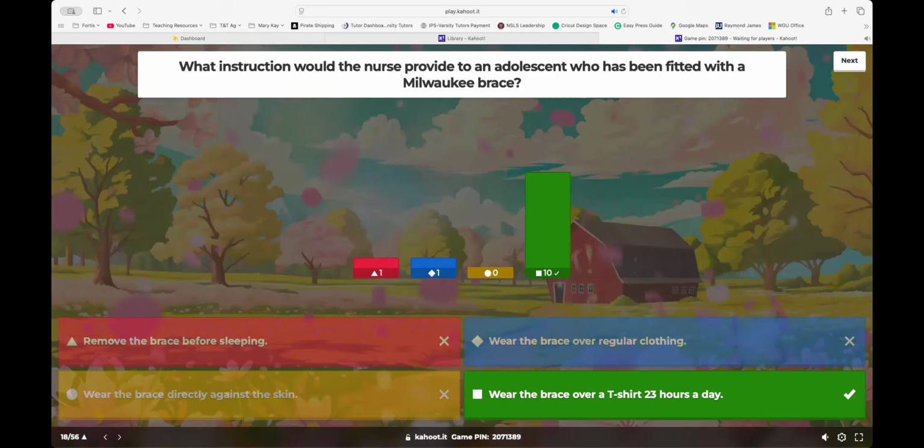Good job. So Milwaukee brace, the only thing that ever goes underneath it is a t-shirt. It's got to be on 23 hours a day, especially with our adolescent patients. This can be really disruptive to their body image. So we can use looser clothing over top of that Milwaukee brace to help disguise it. But the only thing that can ever go underneath is just a thin t-shirt.